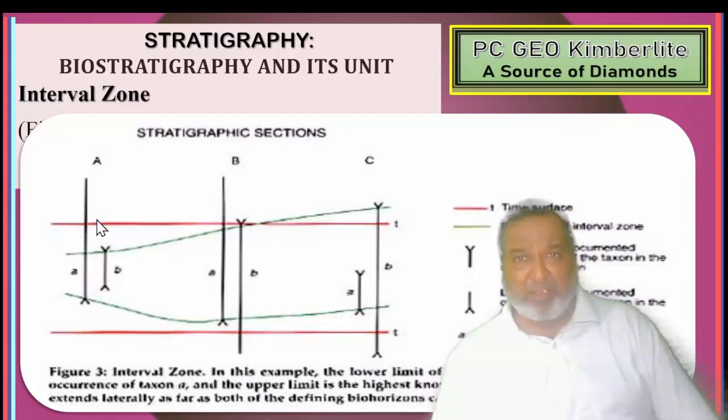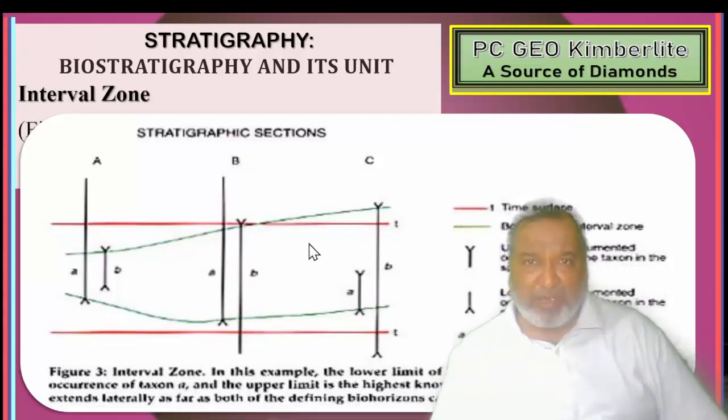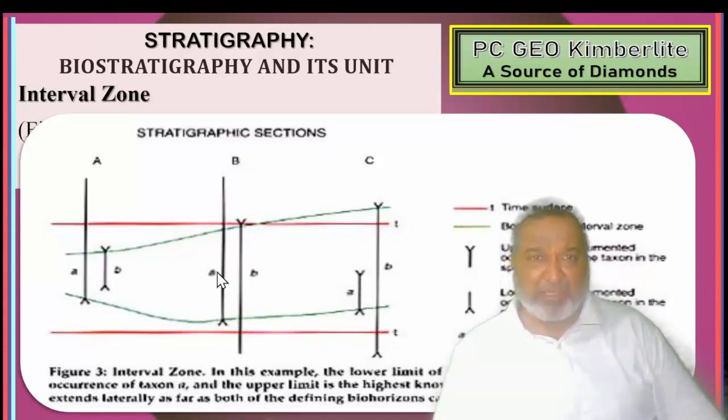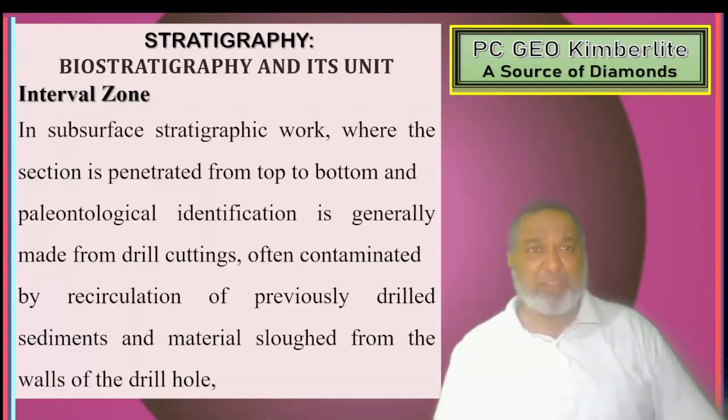Yes, you can see now this is what we have, the time surfaces which are shown by the red lines. These are the boundaries of the interval zone. Then we have the upper limits. This is the upper limit one. This is the second one, and this one has the upper limit as well as the lower limit. Both sides, upper and lower, are given, and these are the lower ones. So A, B, C have been taken, and A, B are the taxa. So that is the biostratigraphic section when we make out the interval.